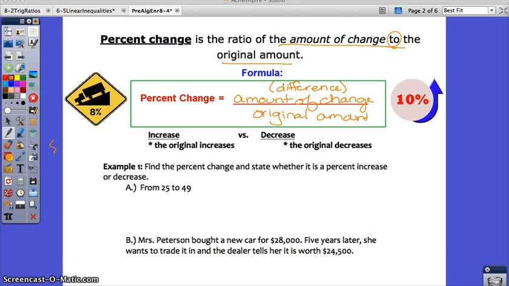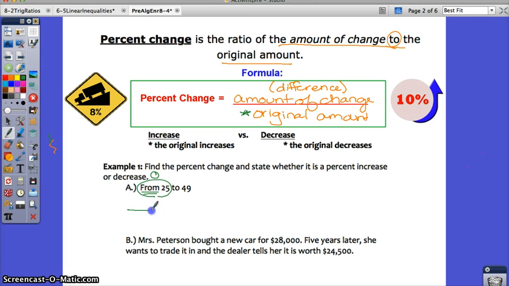So let's try our first example of this. We're going to need to make sure we understand which is our original amount and which one is our new amount. Find the percent change and state whether it's a percent increase or decrease. From 25 to 49. Well, we always want to know our original amount. We need that to be on the bottom. So what did you start with? The word from signifies that to you. So from 25 means this is your original amount.